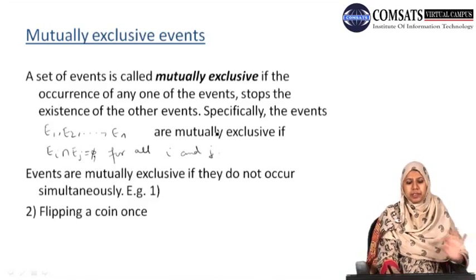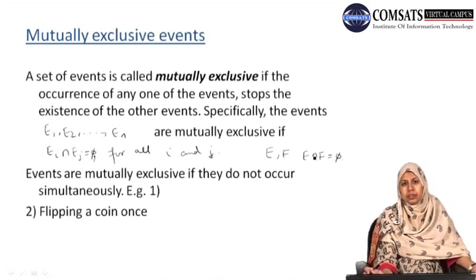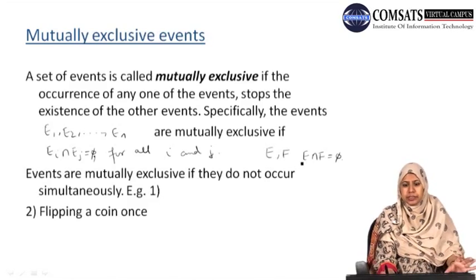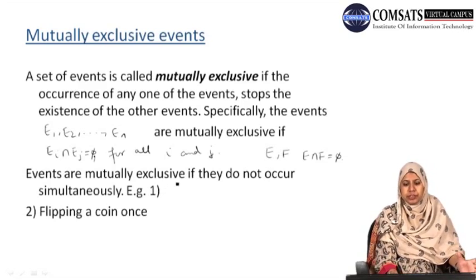So what do we mean by this? Suppose we have two events E and F, and we say that these events are mutually exclusive if their intersection is a null set, which means that these events have nothing in common. This actually means that if the event E occurs, then the event F will not occur, or if the event F occurs, the event E will not occur. Or we can say that the events are mutually exclusive if they do not occur simultaneously.